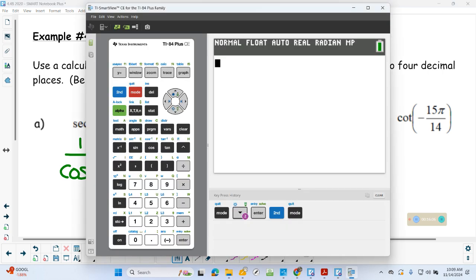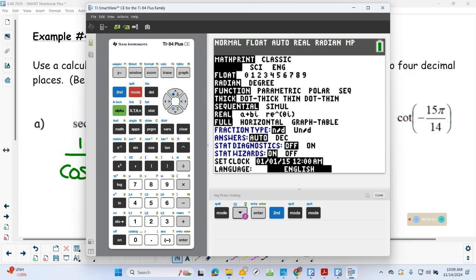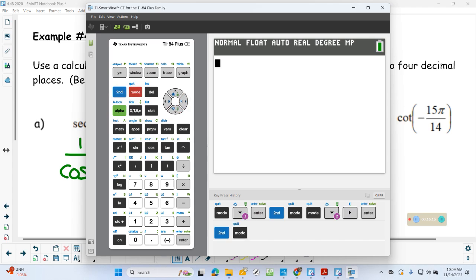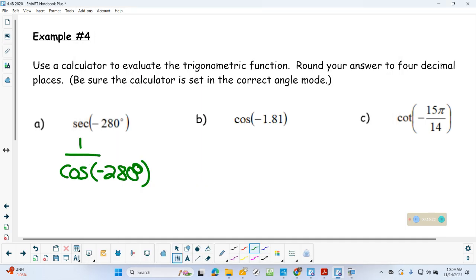So right away I've got a problem. My mode is in radians. So I always check it because they bounce back and forth here. So mode, let's put it on degrees. Let's get out of that. So then I'm just going to type in 1 divided by the cos. And then I'm going to type in the negative 280.